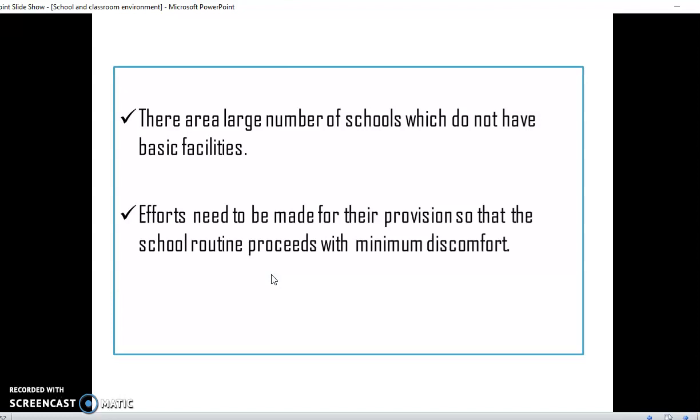So this was all about school and classroom environment, and what are the aspects that we need to take care of in terms of the environment: physical, psychological, and participatory.